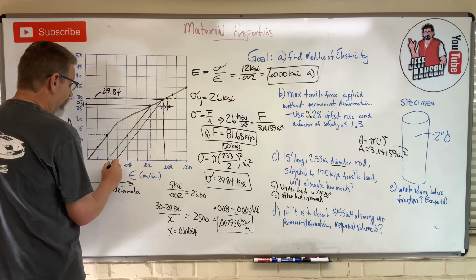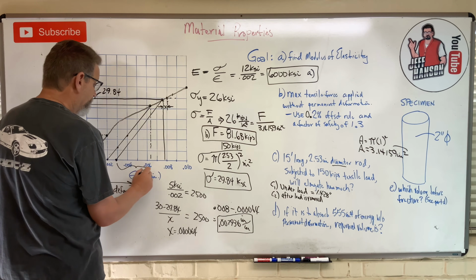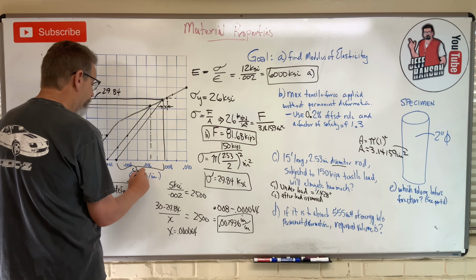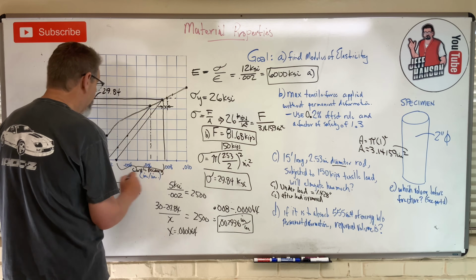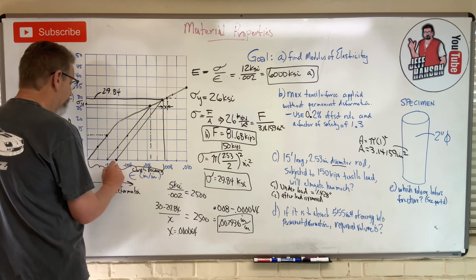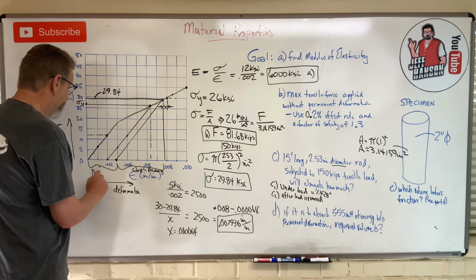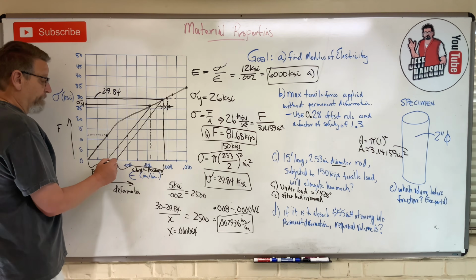Okay, so what is this guy right here? This amount right here, that's called the elastic recovery, okay? And this part over here, where it's permanently deformed, is called the permanent set, okay? So we need to calculate what is that number right there.